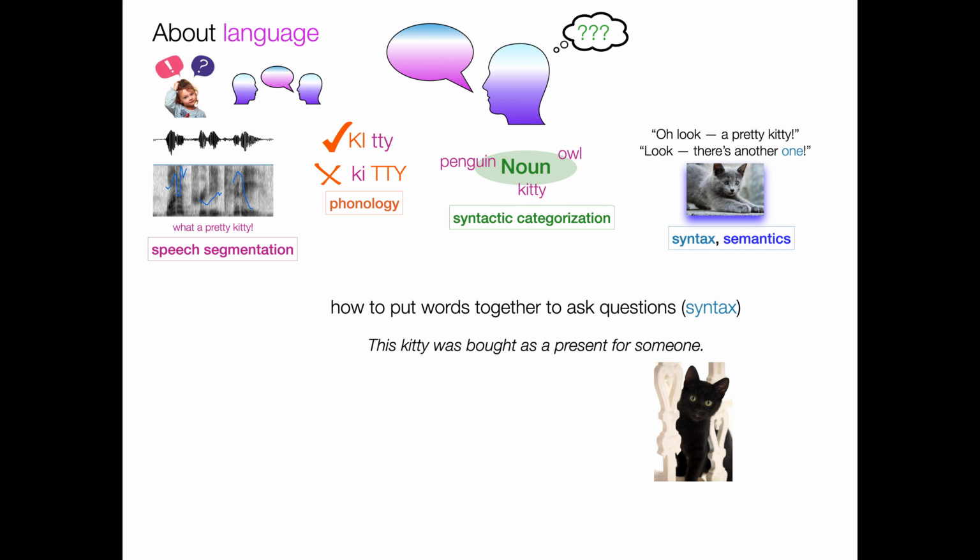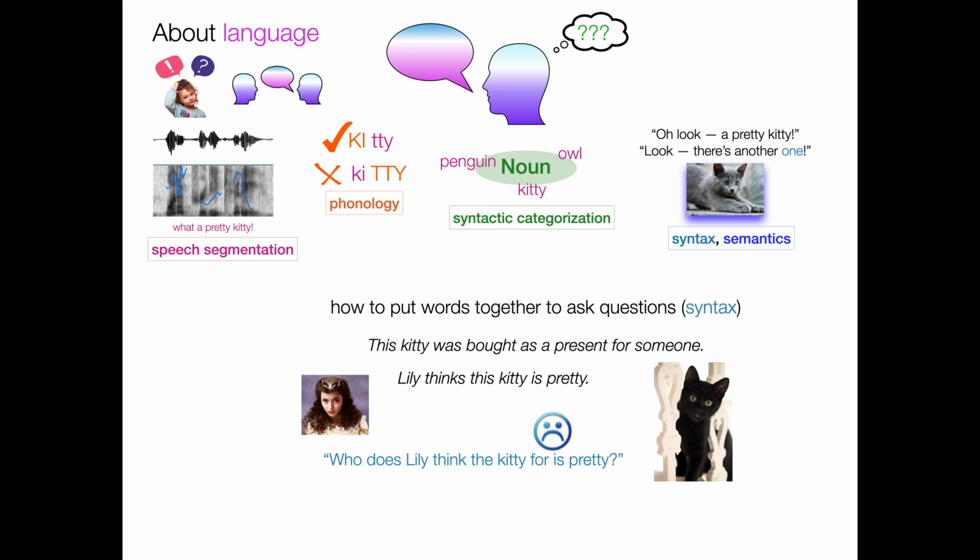We also know how to put words together to, say, ask questions, which is our knowledge of syntax, our structural knowledge. So we have this kitty right here, here's the context, was bought as a present for someone. Great. And Lily thinks this kitty is pretty. Lovely. So, can we ask this? Who does Lily think the kitty for is pretty? Like, I want to know, who's this kitty a present for? Who does Lily think the kitty for is pretty? And hopefully you are also making a frowny face because you can't say this in English. This is very bad. We cannot put these words together this way to ask questions. Why not? Our knowledge of syntax tells us this is not okay.